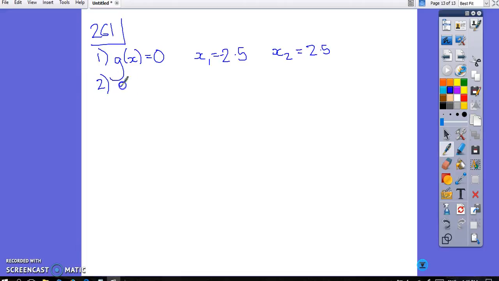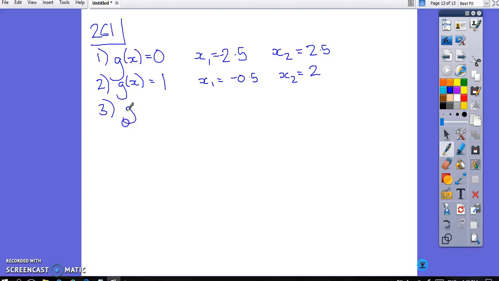The second part of this question asks us when the value of the function is 1. And then we have a look for the points where the value is 1, so 1 on the y-axis. And we find again 2 points where this happens. So the first one is at minus 0.5, and the second one is at 2.